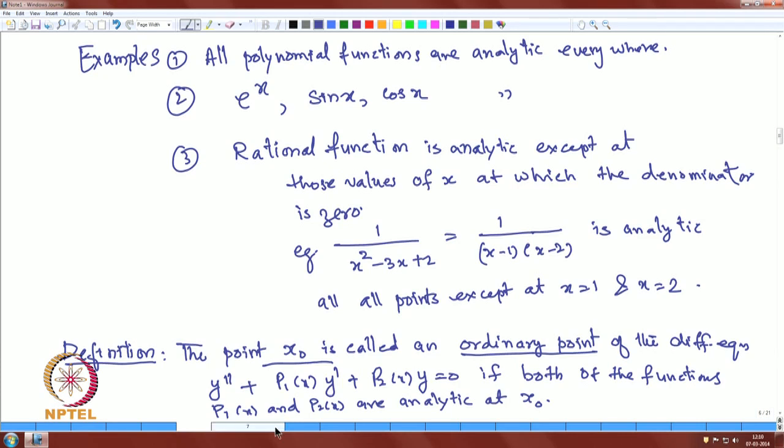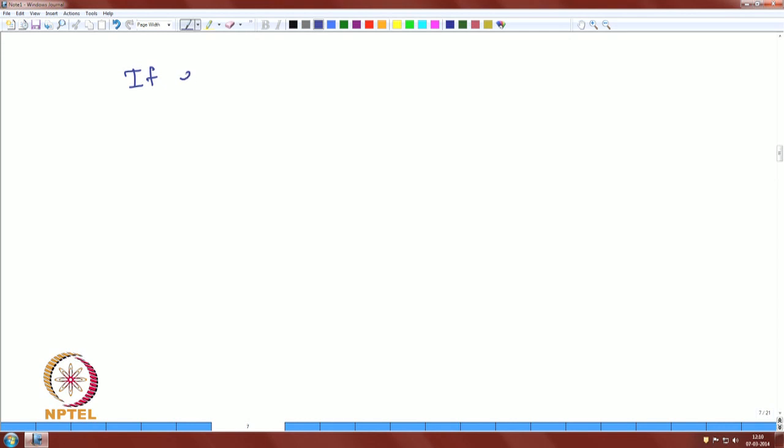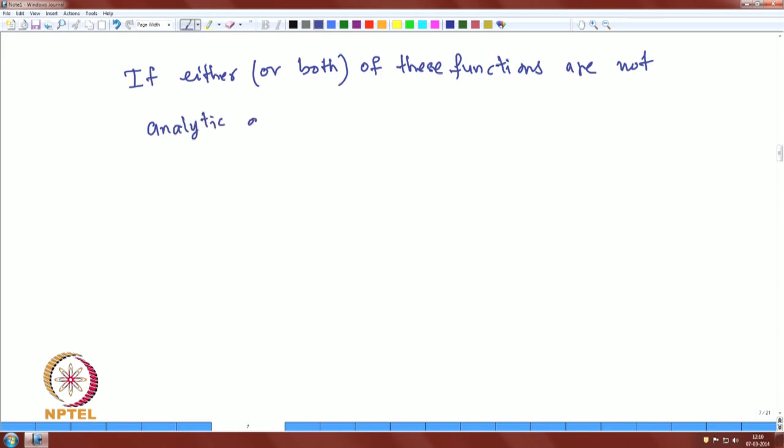A singular point: if either or both of these functions are not analytic at x 0, then x 0 is called a singular point of the differential equation.